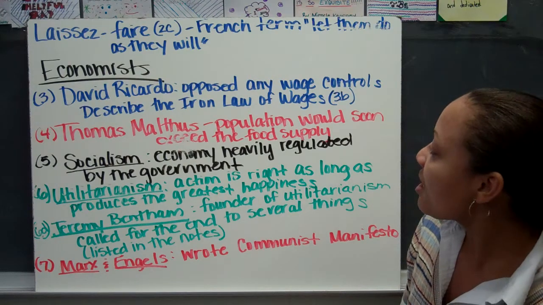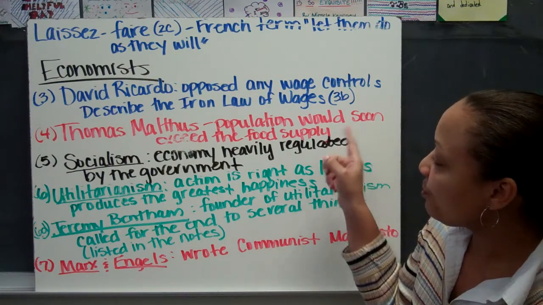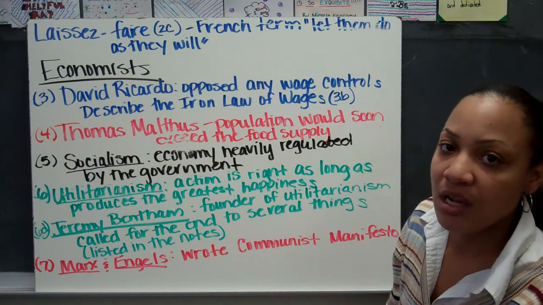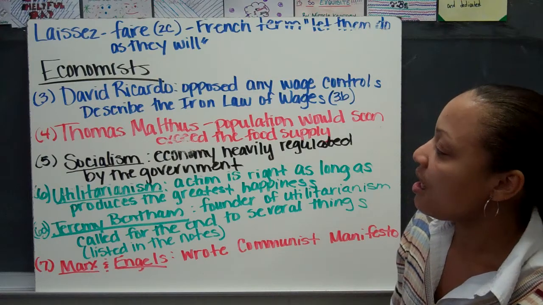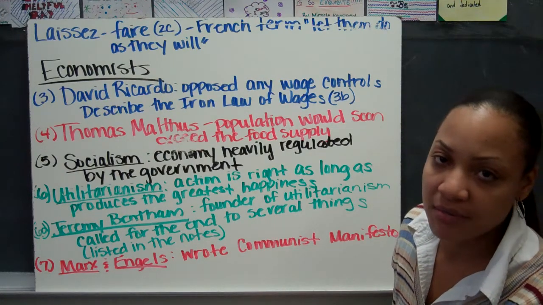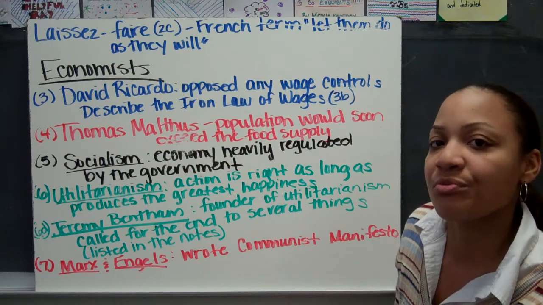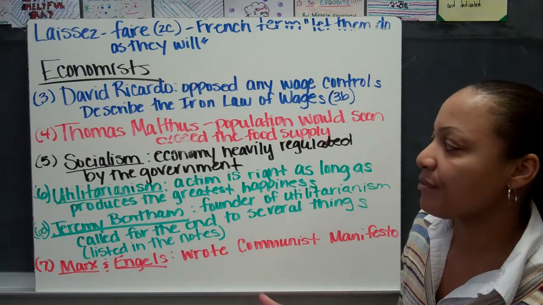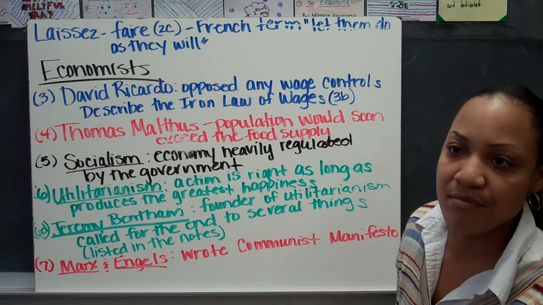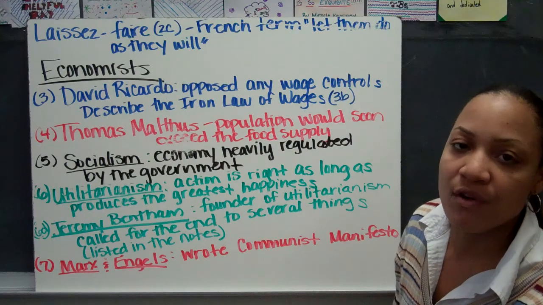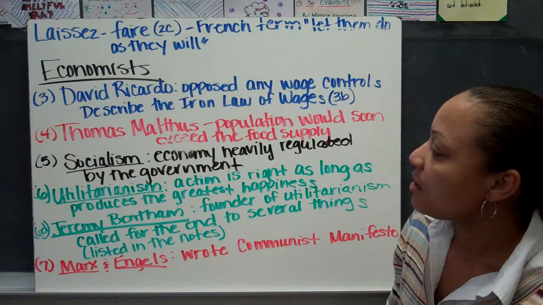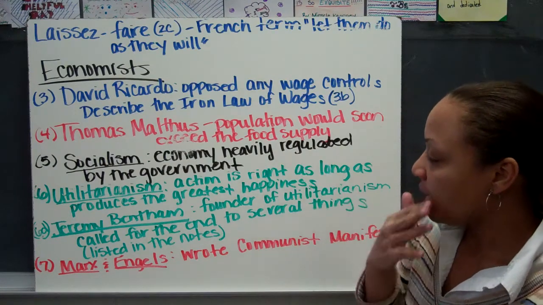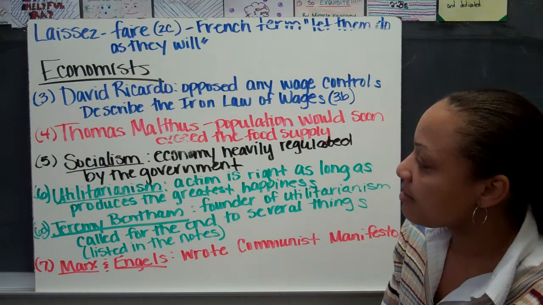Thomas Malthus said population would soon exceed the food supply. So he always advocated for people not to have big families, because he said that would hurt the economy. But the agricultural revolution prevented that from taking place, because we were able to produce mass amounts of food, our farm products, to basically carry our population. And your notes go further into Thomas Malthus.